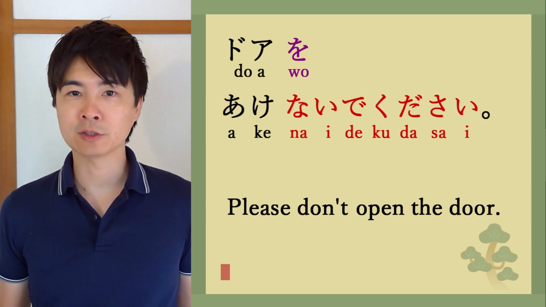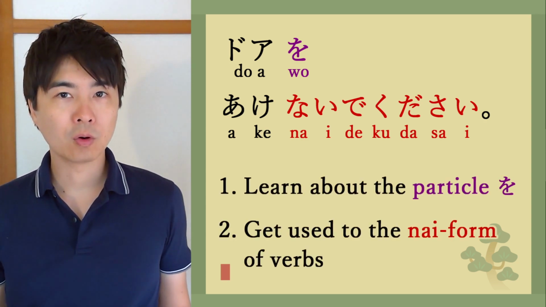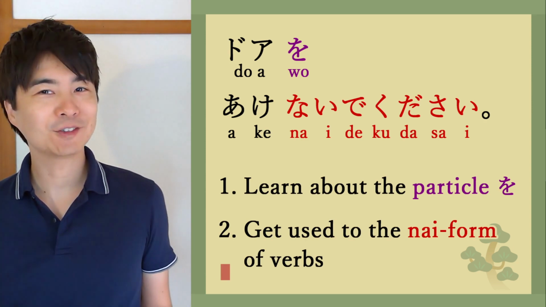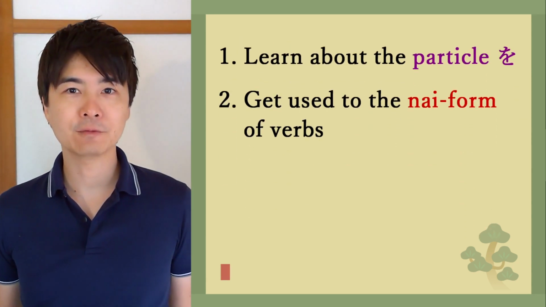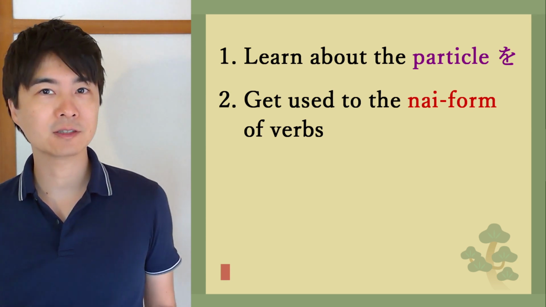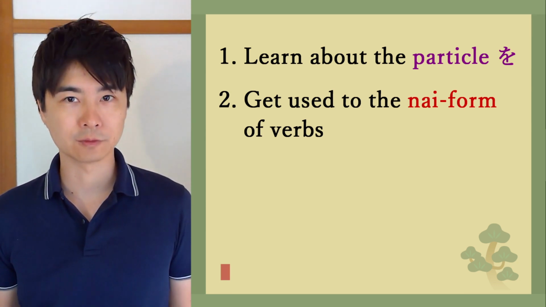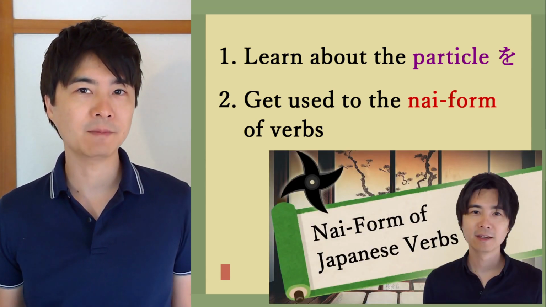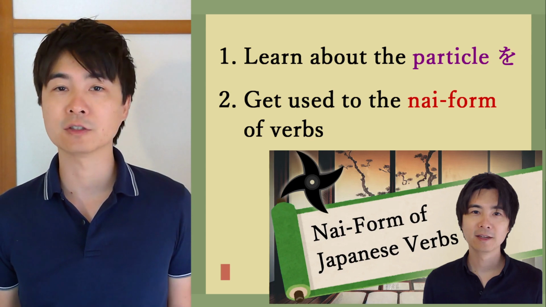To understand this sentence pattern, we need to do two things. 1. Learn about the particle を. 2. Get used to the noun form of verbs. Actually, I don't think today's lesson is that difficult. The particle を will not be that difficult, and we have already learned the noun form of Japanese verbs in the last video. So constructing sentences using ないでください will be easy if you have already memorized the noun form of verbs. Honestly, I think my last lesson about the noun form of verbs was a bit difficult because it was the first lesson that we learned about the conjugations of Japanese verbs.